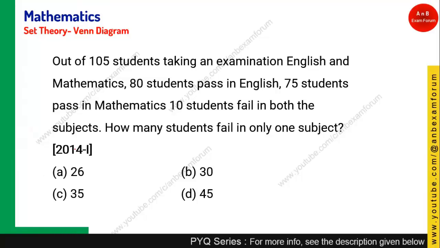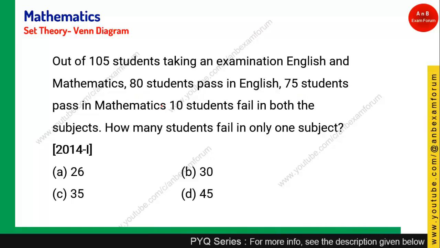Coming to the next question: out of 105 students taking an examination in English and mathematics, 80 students pass in English, 75 pass in maths, and 10 students fail in both examinations. So it is basically a combination of two. You can do it very simply. Take only one condition: if you are interested in fail, take only fail. If you are interested in pass, you can make it a pass percentage. So we will try to see only the fail percentage.